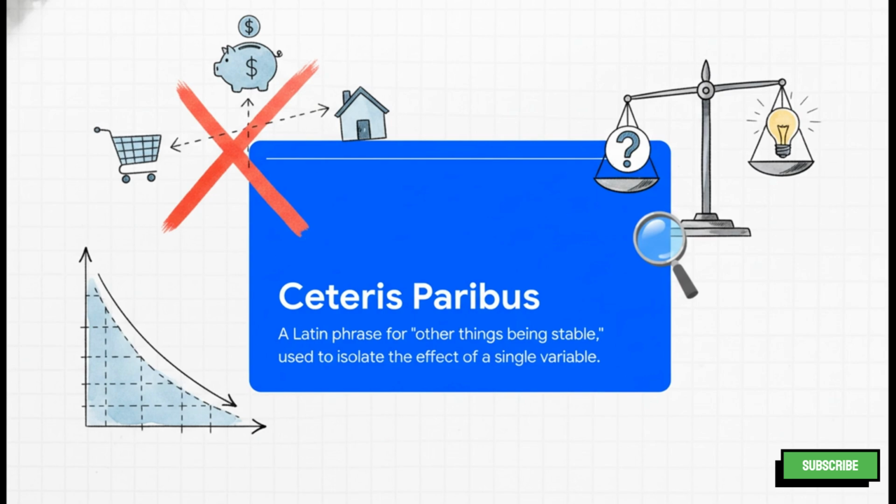You see, ceteris paribus is a Latin phrase that literally means all else being equal. Whenever economists want to study the effect of one variable on another, like the effect of price on demand, they assume that everything else is held constant. This assumption helps them isolate specific economic relationships.